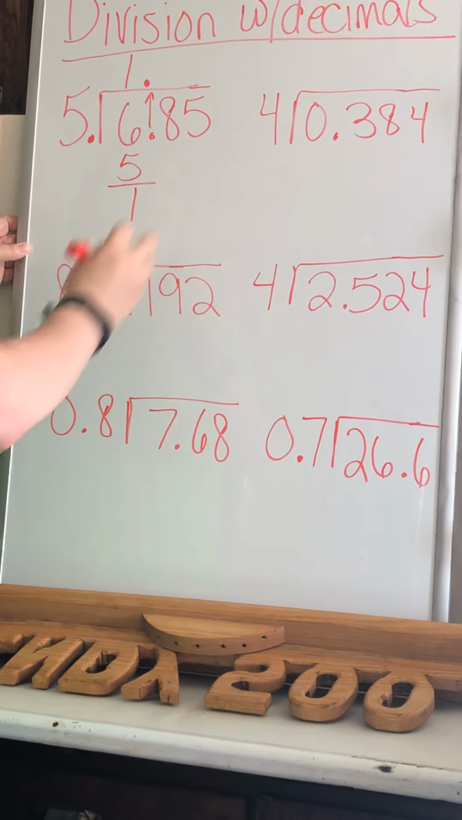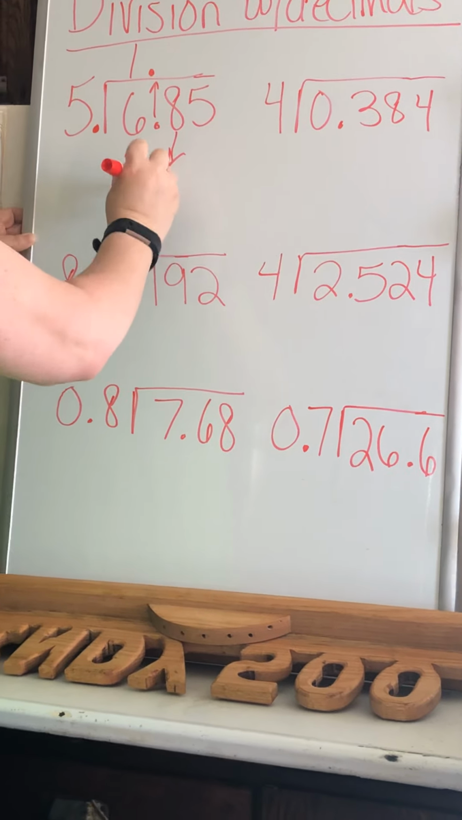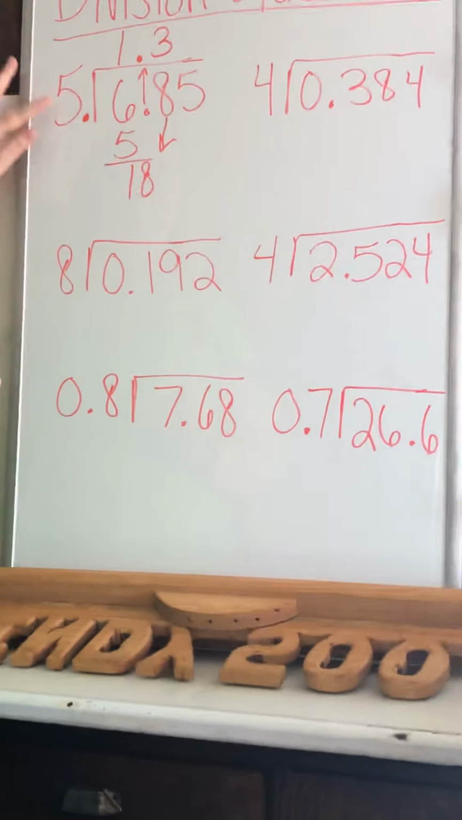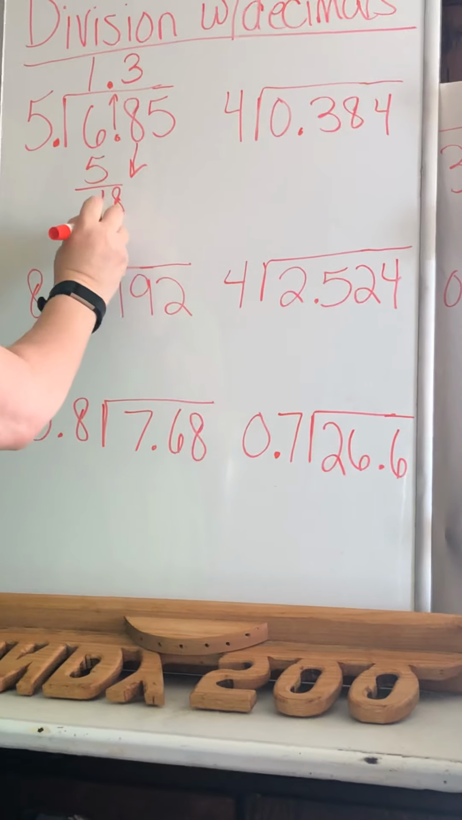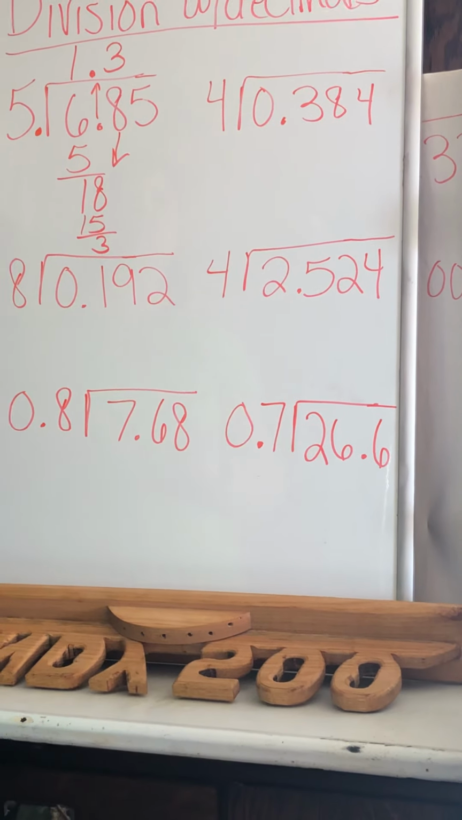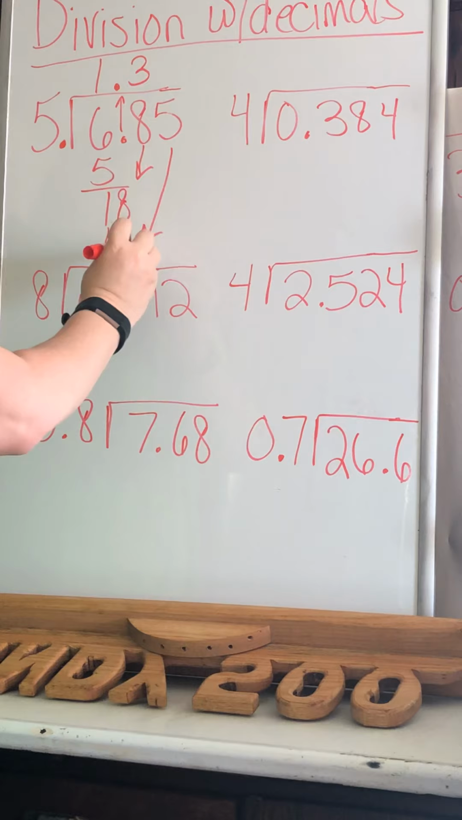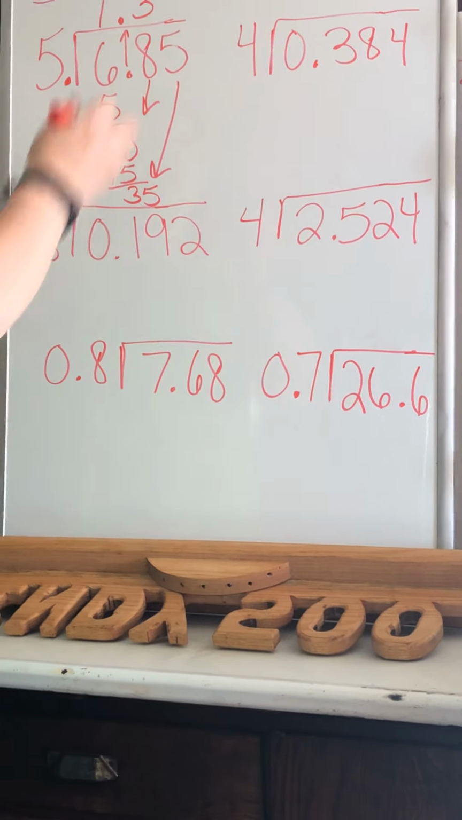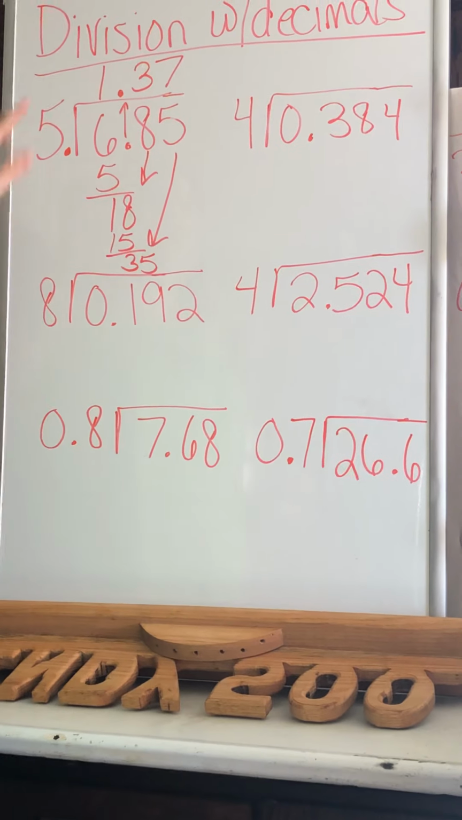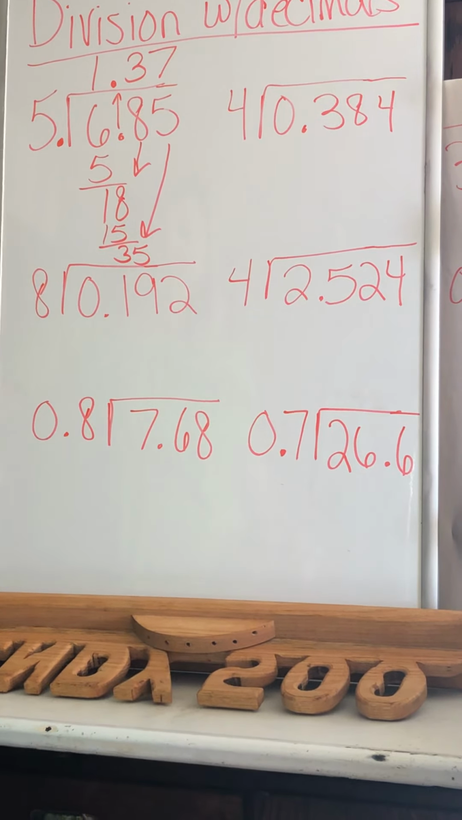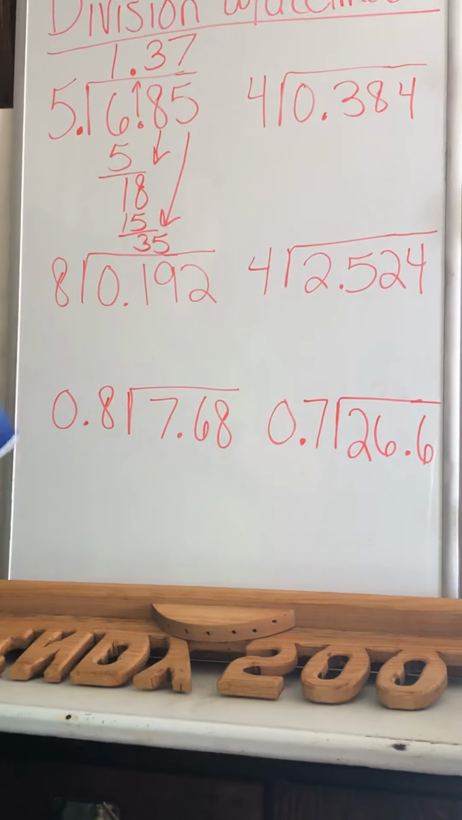So I'm just going to bring this one straight up and place it. Alrighty. Now bring that 8 down. 5 goes into 18 3 times. 5 times 3 is 15. And I've got 3 left over. We have one more number to bring down. We got to bring down this 5. 5 goes into 35 7 times. So my answer to this is 1.37. Alrighty.